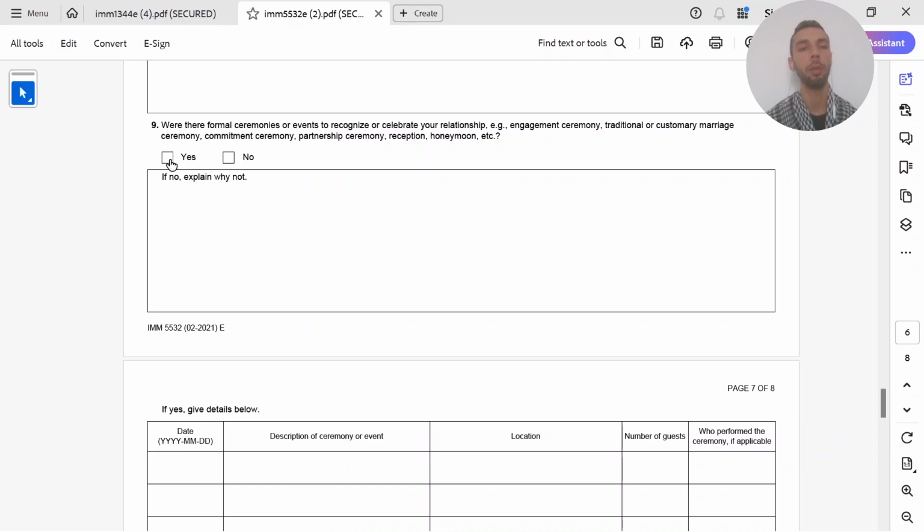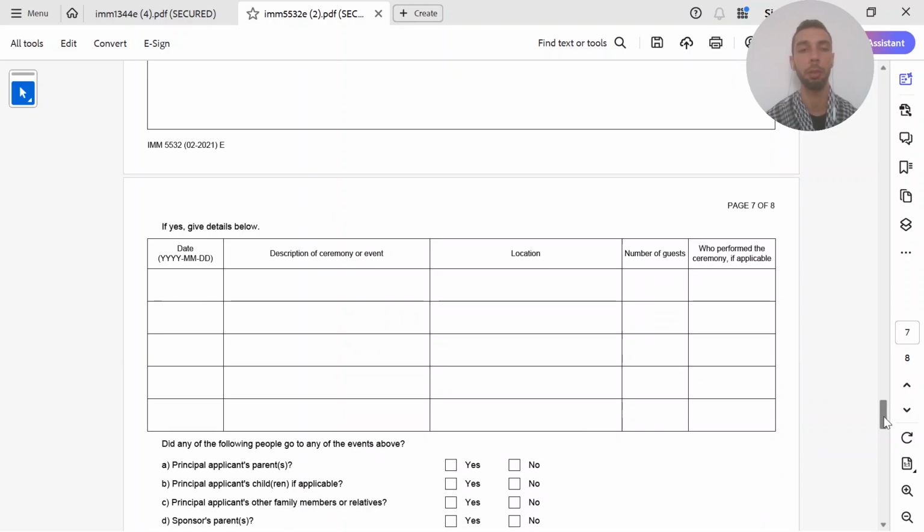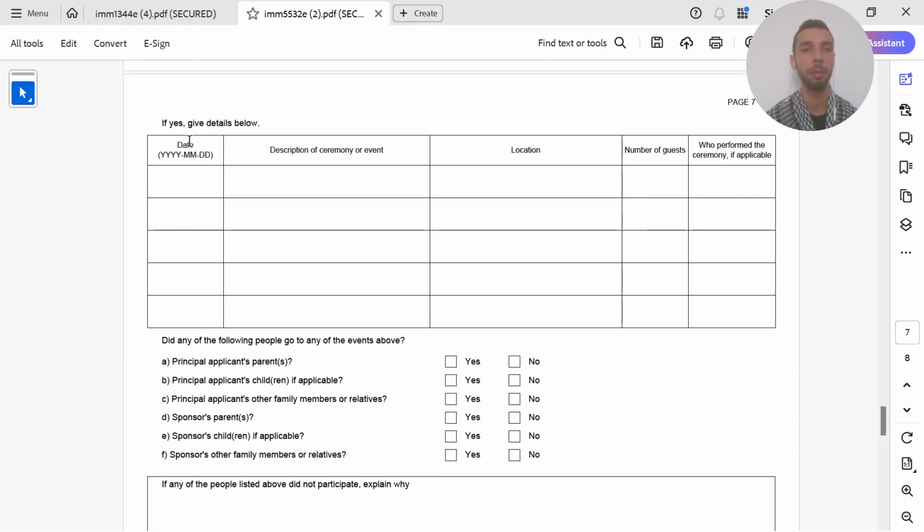So here, if you were married, you click yes, and you only have to explain if there were no ceremonies. So if it was a hidden relationship, or if there was persecution or things like that, make sure you explain everything if you can provide proofs. And if yes, you give the details. So again, the date, the description, the location, the number of guests, who performed the ceremony, etc.